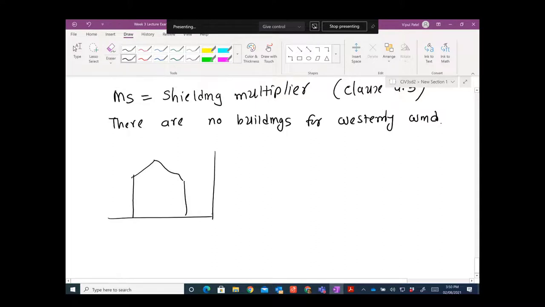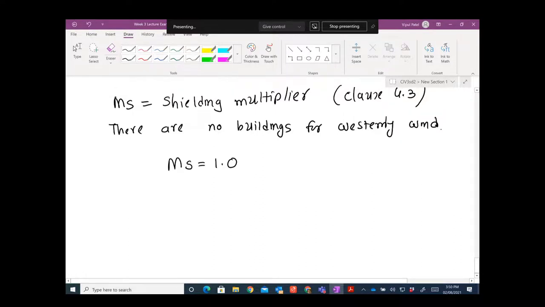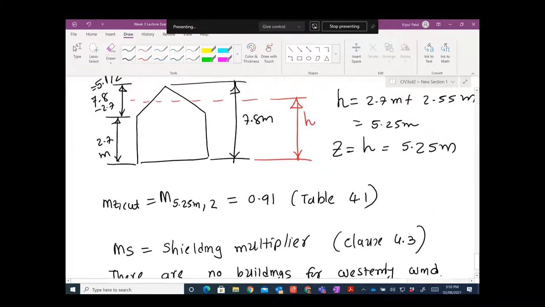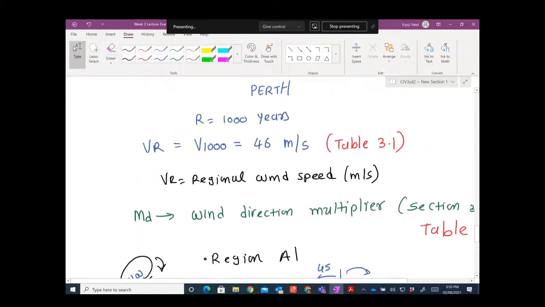But if you have a high-rise building, as Heather mentions, no one is going to knock it down during its service life. So you might consider that a shielding multiplier for high-rise buildings. But for our case, we have shielding multiplier MS equal to 1, because it specifies that this church auditorium does not expose to any front wall. So that's very useful information.